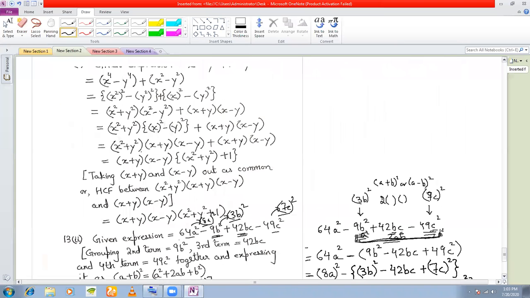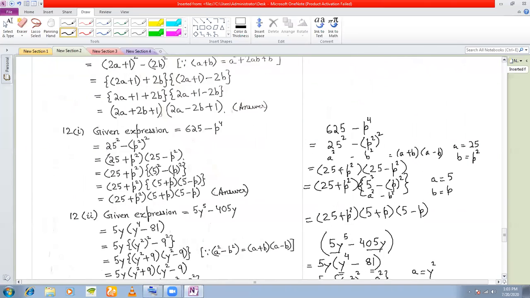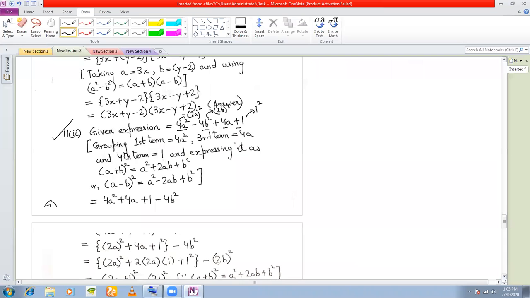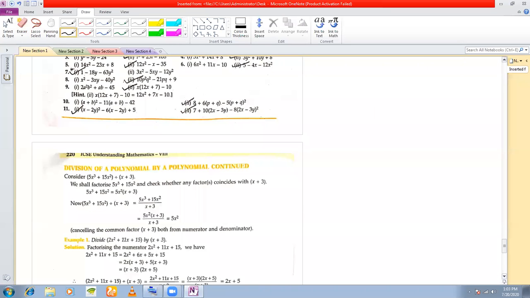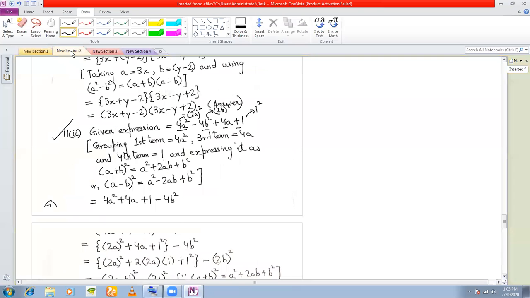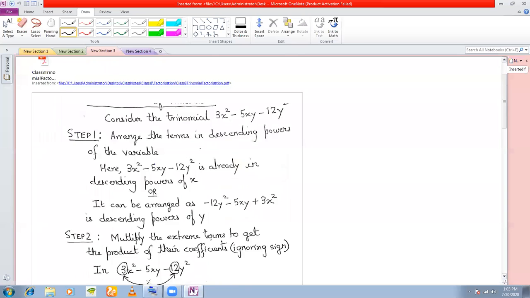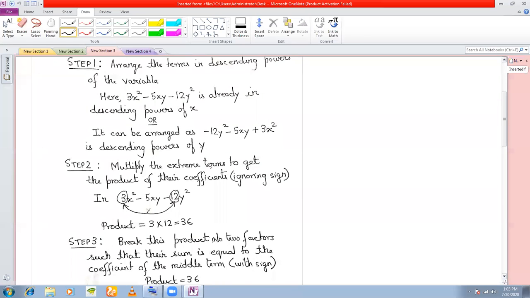So I hope you have been doing the sums I've left out. If there is any problem, then I can help you out with those. Okay, we start with the factorization of trinomials. Notes I have already sent you. I hope you have copied it in your exercise copies. If you haven't, copy it as soon as you can today itself.